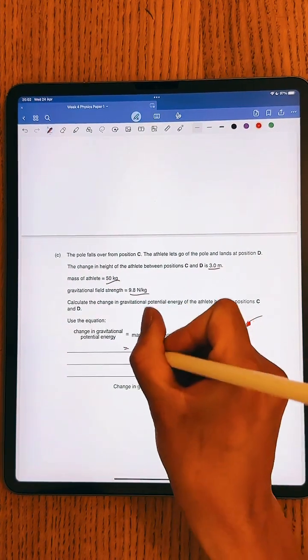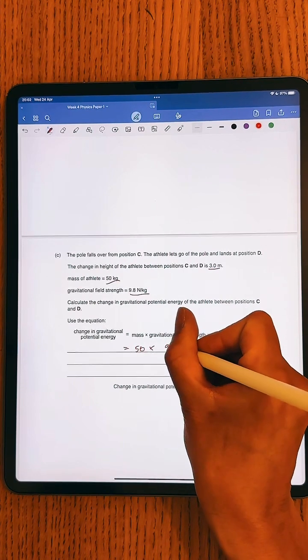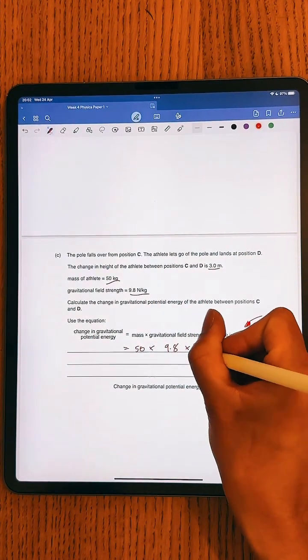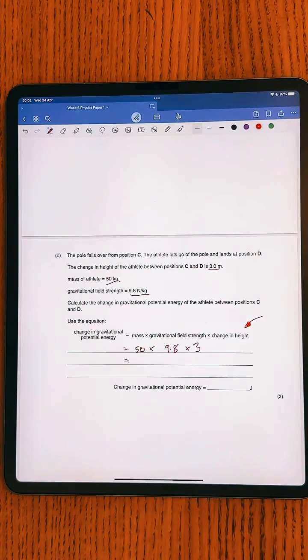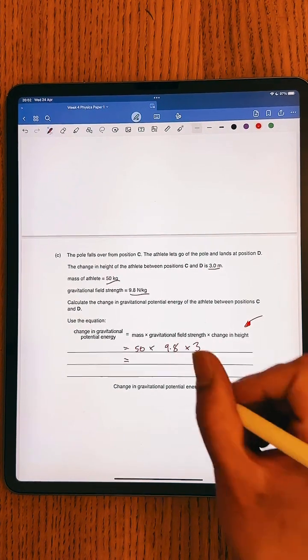Yes. So that's going to be mass, which is 50 kilograms, times 9.8, which is the gravitational field strength, times 3. And that gives an answer of, yeah, thank you very much, 1,470.